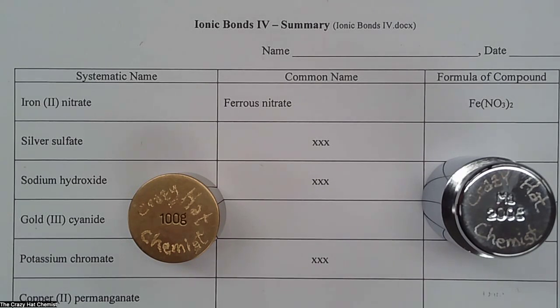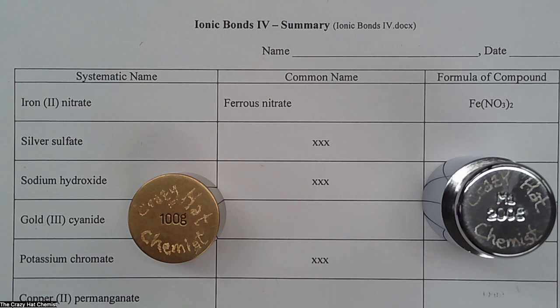So here we are doing another worksheet. It's called Ionic Bonds number 4. This is a summary of what we have done thus far. And I'm hoping that you have previously watched the other videos within this playlist. Look at my playlist and check out the other previous videos. Those are very important before you move on to this one. So I will assume that you have watched the previous videos.